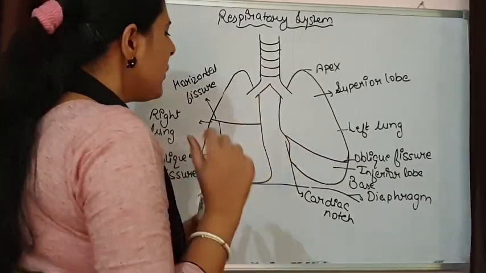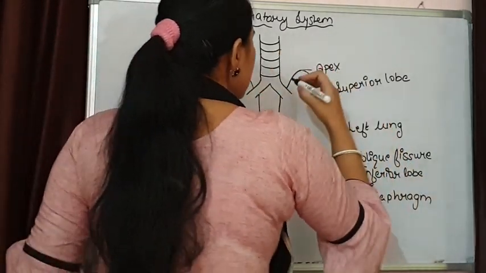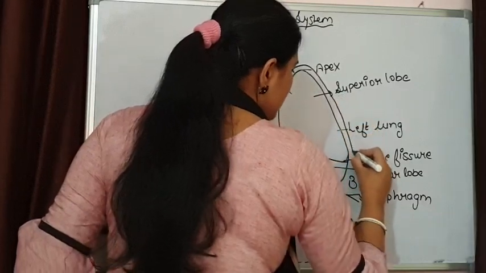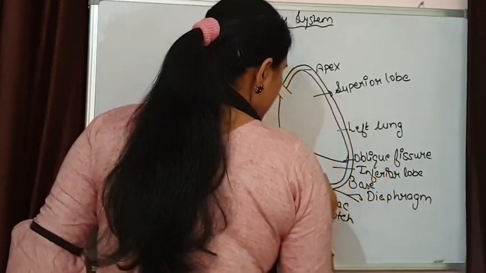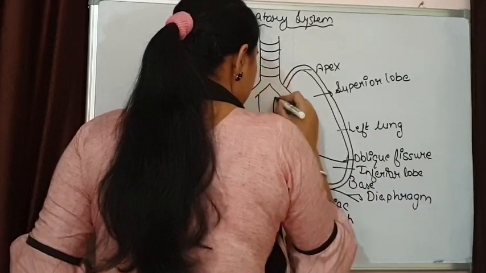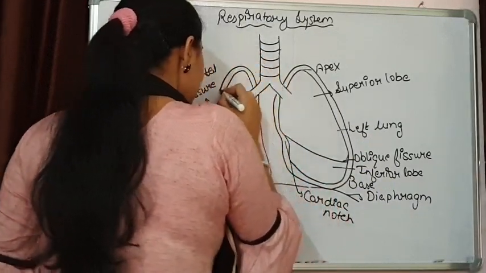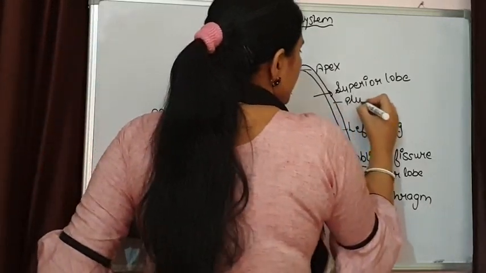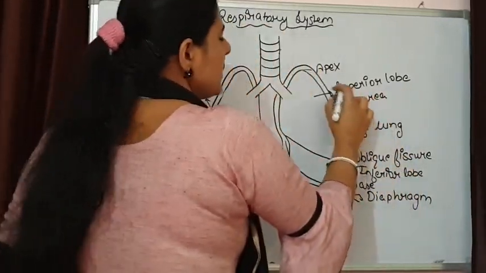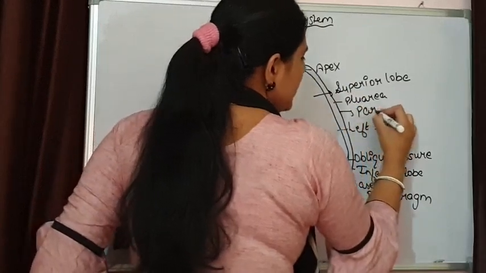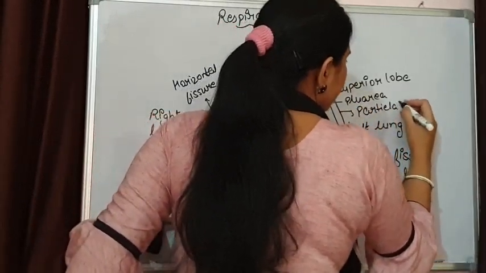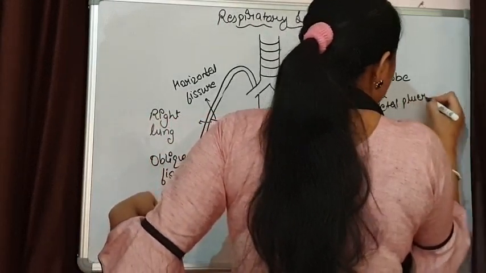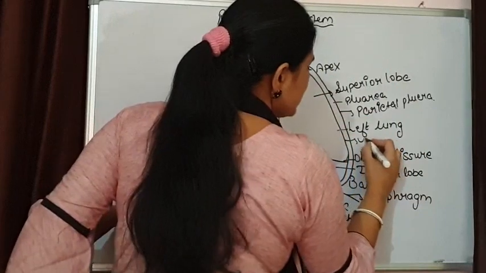tertiary bronchi. Another important thing is the lungs have a protective covering surrounding them, and this protective covering is known as pleura. So there are two layers of protective covering surrounding both our lungs. The outer one is known as parietal pleura, and the inner one is known as visceral pleura.